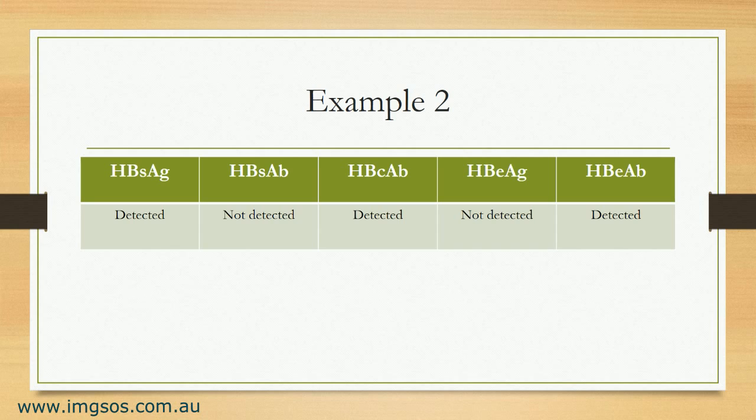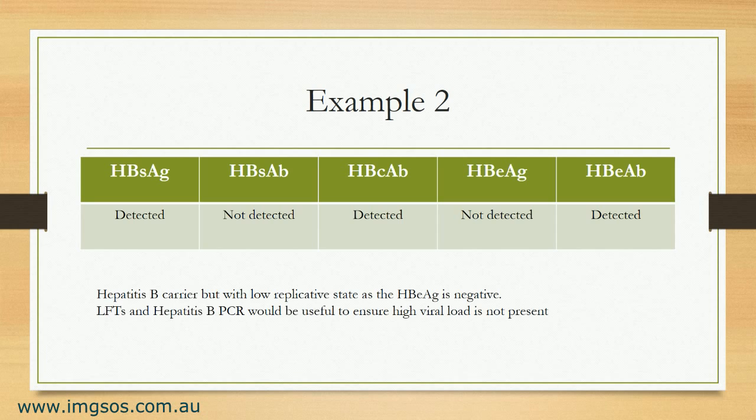So what does that mean? Well, if you've got surface antigen in your bloodstream, you don't have antibodies against it, but you're not necessarily active at the moment with viral replication, that's a Hep B carrier. So they've got chronic hepatitis, but they're in a low replicative state because the E antigen is negative. They don't have envelope antigen, so they're unlikely to have high cell turnover, but they also are not immune. They're in that limbo in the middle. Liver function tests and a Hep B PCR would be useful to actually work out what the viral load is for this person.